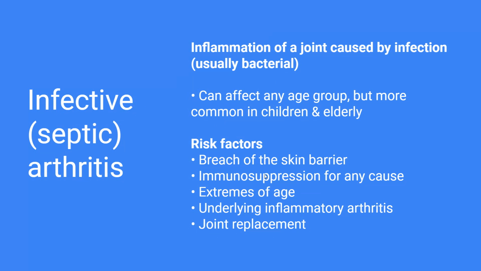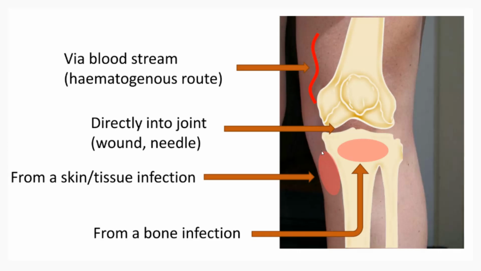And immunosuppression could be because, for example, they have inflammatory arthritis and they're taking medication for it, or they're either very young or very old, so their immune system isn't as strong, or immunosuppression for any cause. For example, they're taking chemotherapy, or they have a reduction in their white blood cells, or for example HIV, any other cause of immunosuppression, pretty much.